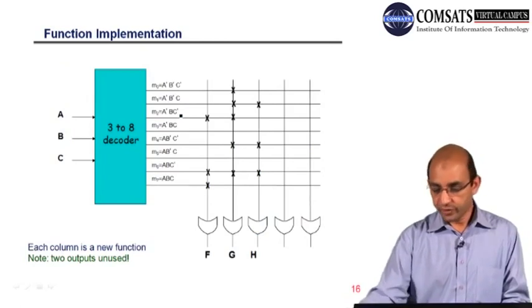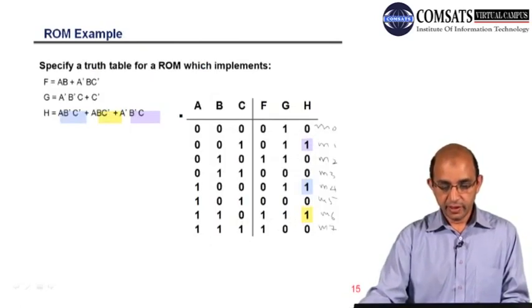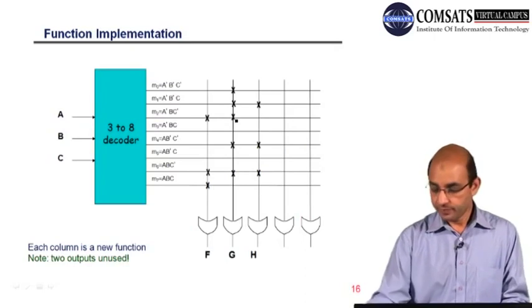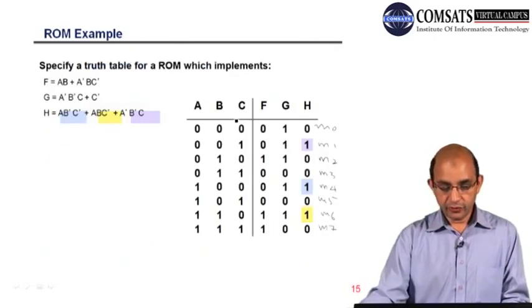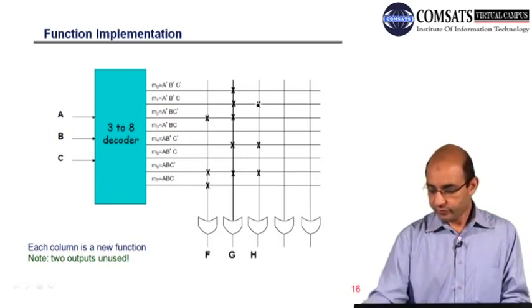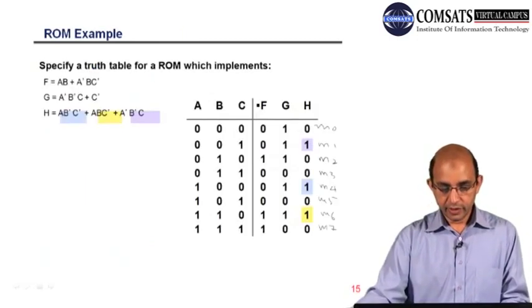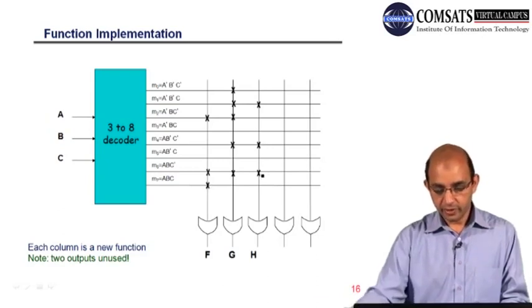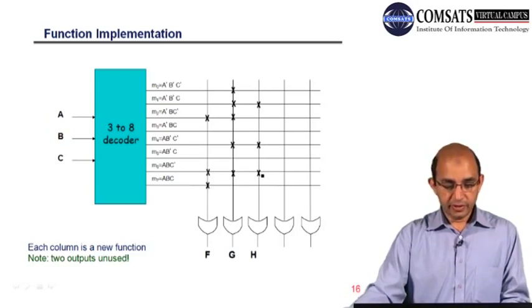And now for the F we have already gone through, right? For G, you can see we have 0, 1, 3, right? So this is 0, 1, 3. And then we have 4 and 6, right? So after that we have, this is 4 and this is 6, right? So you can see that this is the row and this is the column, right? And here we have M1, M4, and M6, right? This is M1, M4, and M6, right? So we have the functional implementation 3x8 ROM, right?